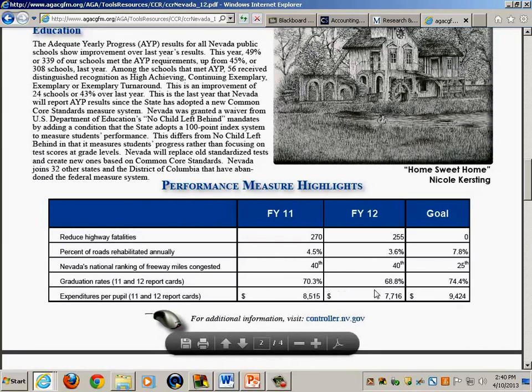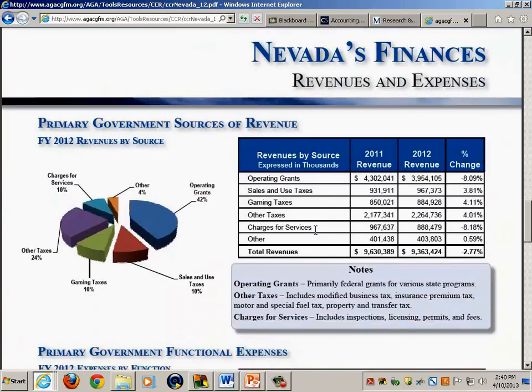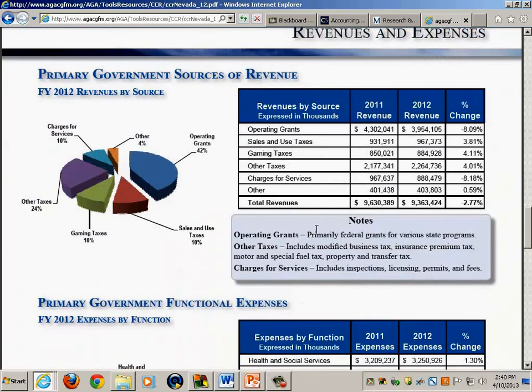Graduation rate. Their goal is 74%. They were able to do 69%. So see how the data is a little different because you're looking at these performance measures. Now page 3, there are only 4 pages to this. Page 3 are their revenues and expenditure information. But this is only meaningful to look at if you looked at the performance data. By itself, it makes no sense.